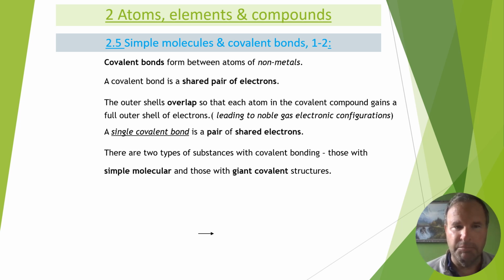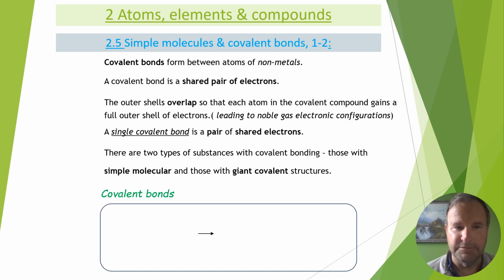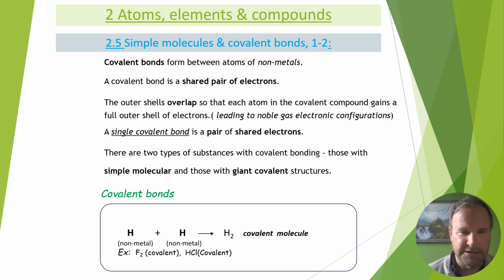A single covalent bond is made up of a pair of electrons. There are two types of substance with covalent bonding, those that are simple molecular and those that are giant covalent structures that we'll see later on during this course of lessons. Here's an example. Covalent bond between a hydrogen acting as a non-metal, plus another hydrogen acting as a non-metal, forming a diatomic molecule called H2. The other examples are F2 covalent and HCl in its gaseous state covalent.